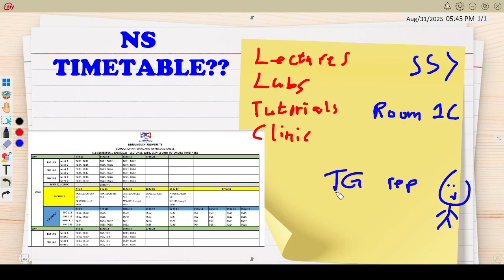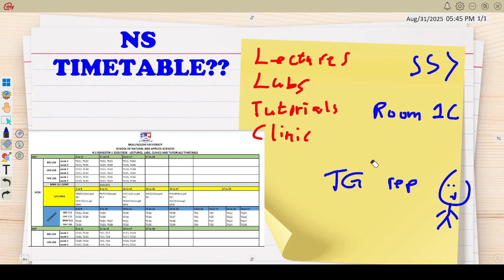So the rep is the one who is supposed to look for the venues for the tutorial. No wonder they are not shown. So you'll be knowing, the rep will be telling you like, okay, we have a venue somewhere. Yeah, so that's on tutorials. I'm sure it's very clear.